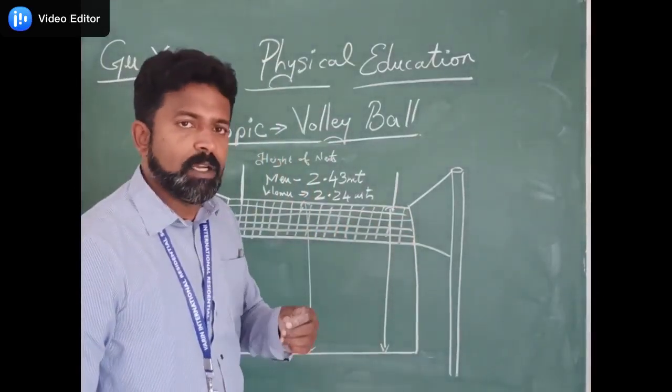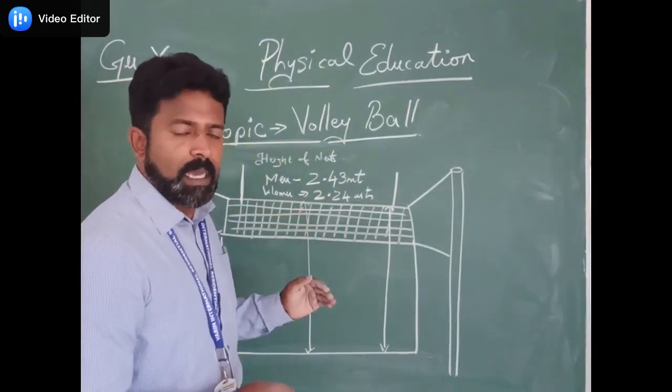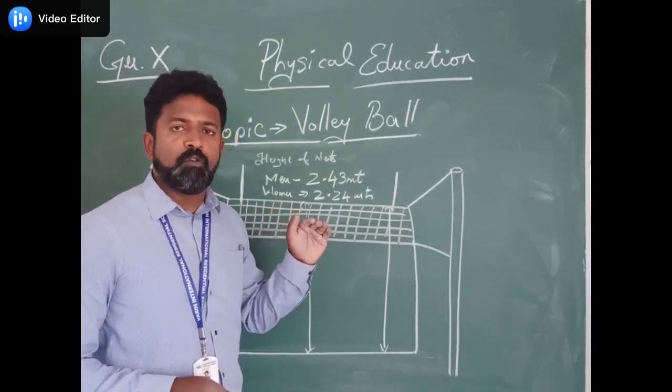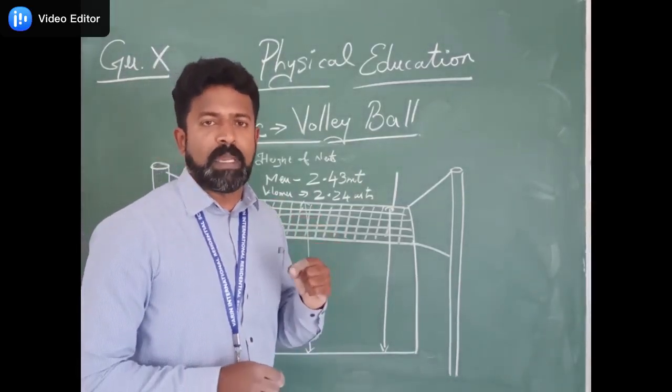So once again, to make it very clear, the height of the net for men in volleyball is 2.43 meters and for women it is 2.24 meters.